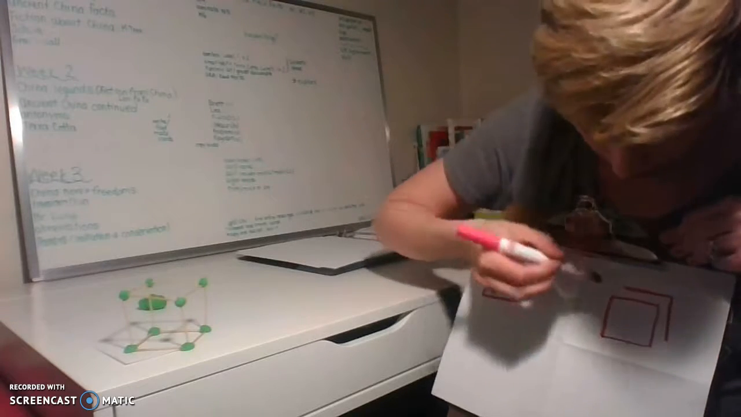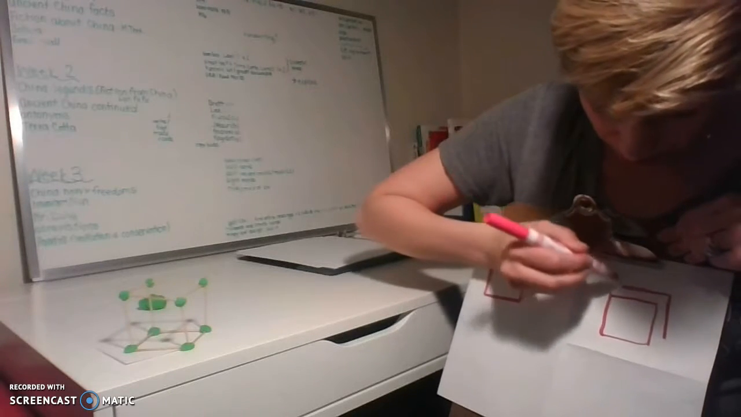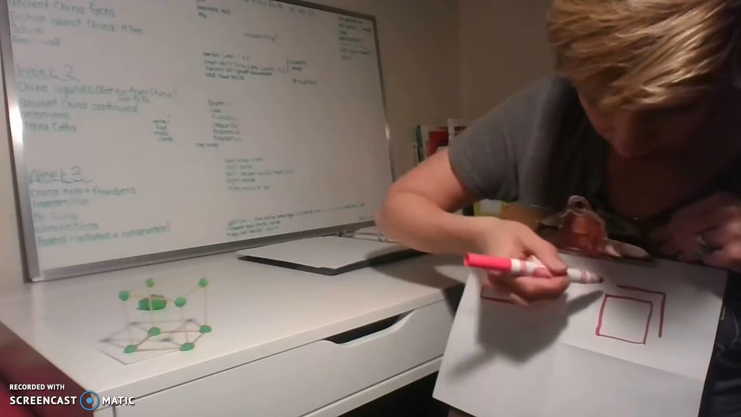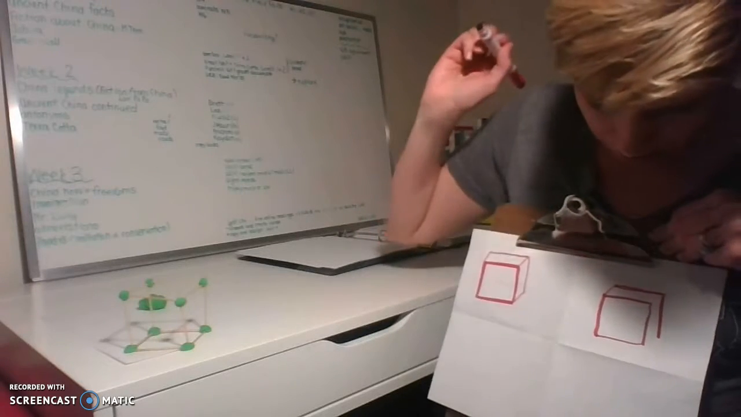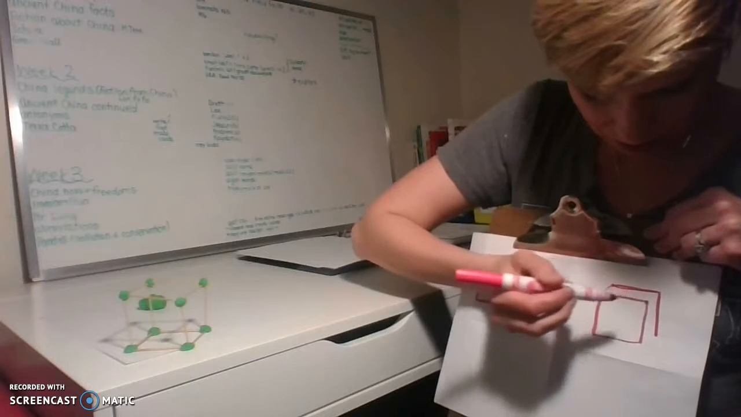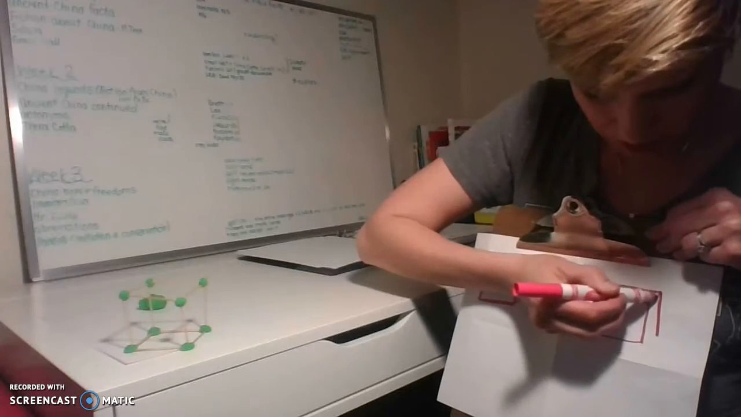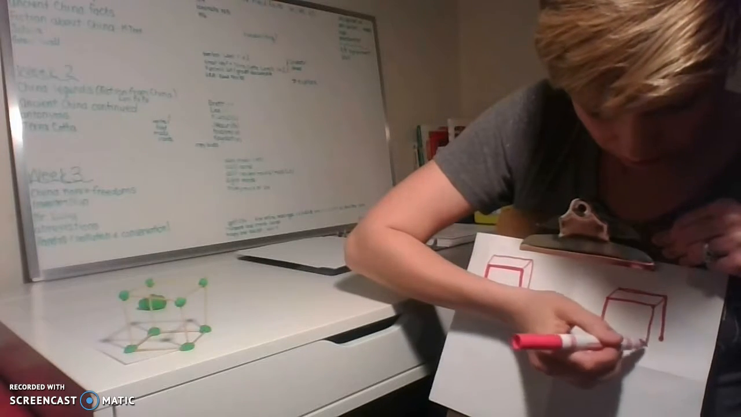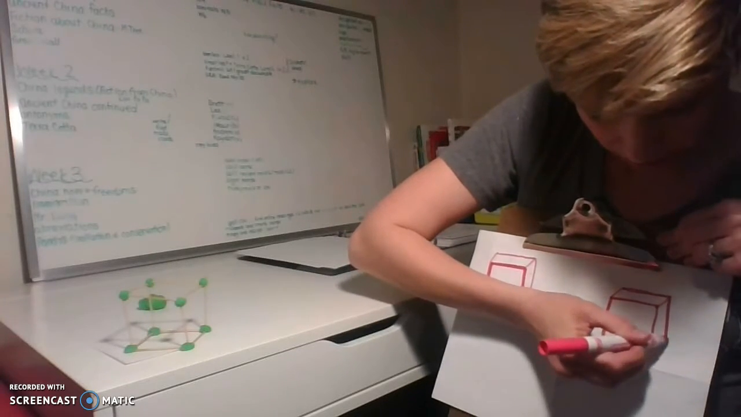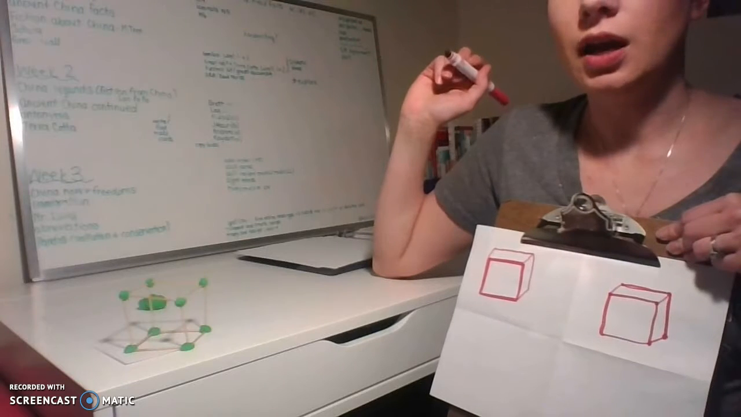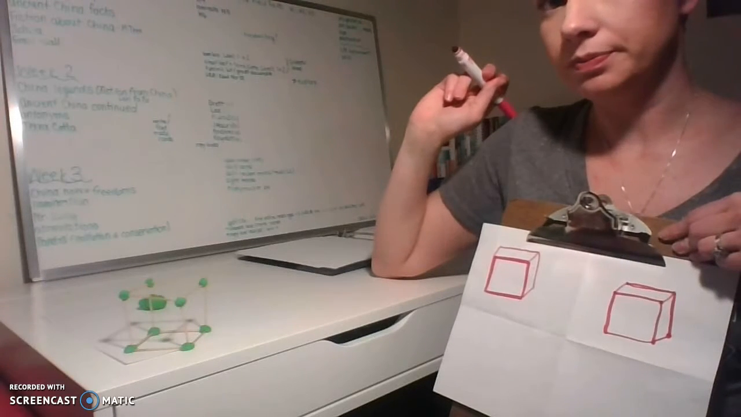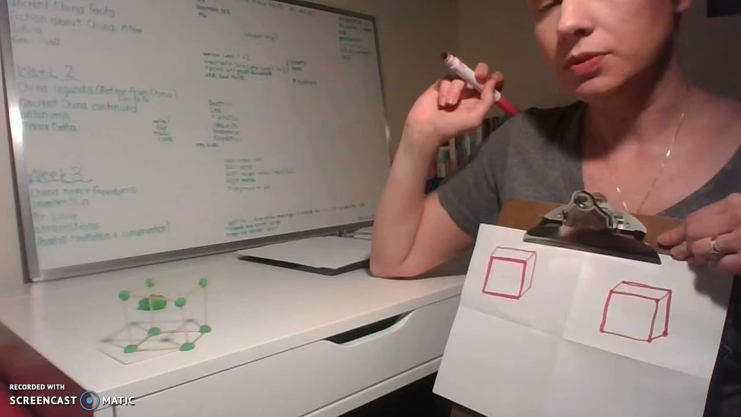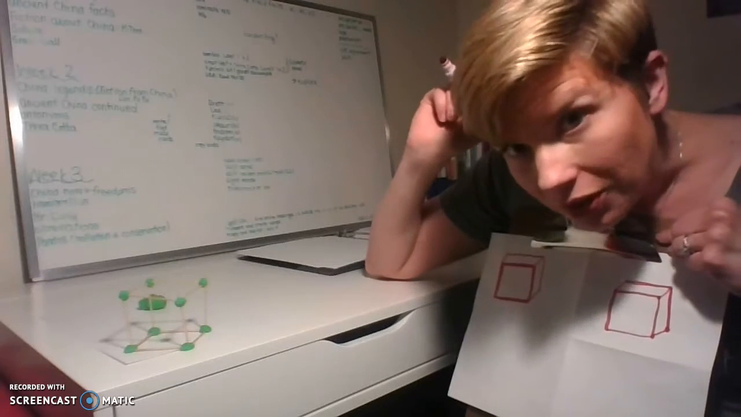I start in a corner, connect it to the other corner, like that. This corner to this corner, connect. And the last one goes this corner to this corner. And I have drawn 2 cubes now. Okay, total of 8. And then turn it in the green bin, please.